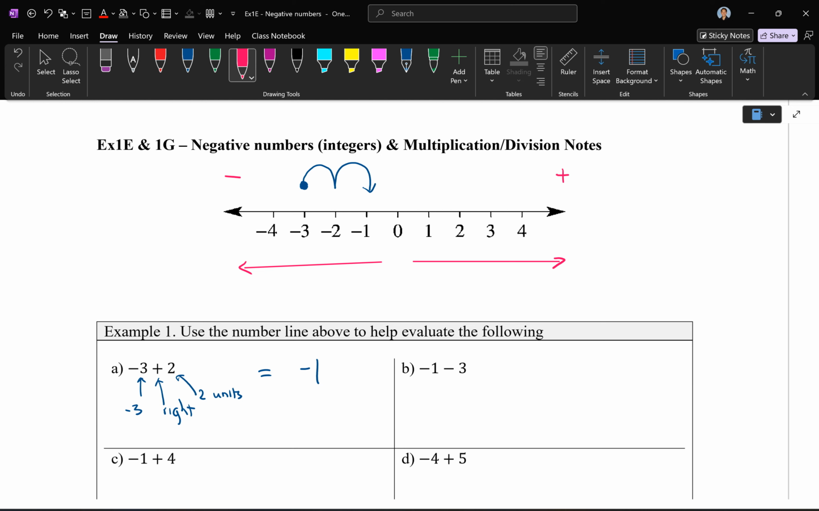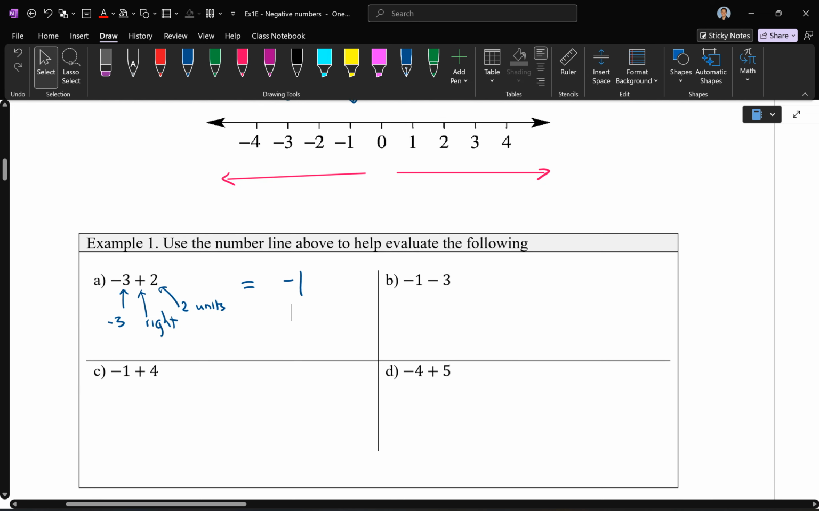As you're working through later on, you're not going to need the number line, but for most students, even at year 9, year 10, sometimes they still need to draw the number line to help them visualize it because you get a bit too confident and then you get it wrong. It's about consistency. Okay, so make sure whatever method you're using, make sure it's consistent. Let's try the next one.